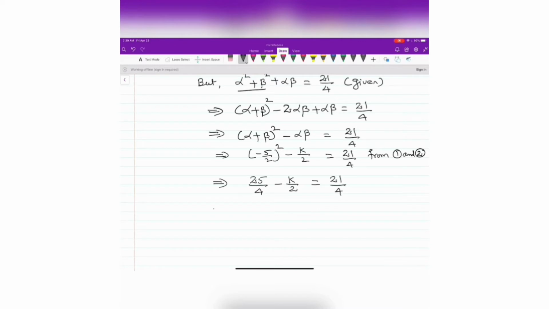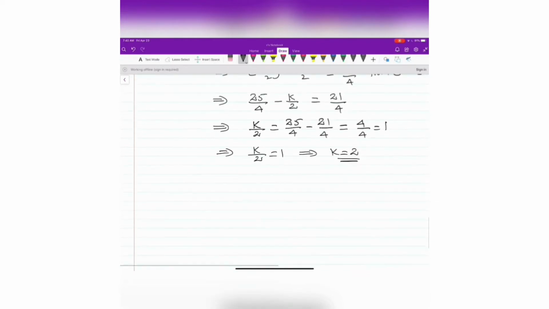This can be written as k by 2 is equal to 25 by 4 minus 21 by 4, which is nothing but 4 by 4, which is 1. This implies k by 2 is equal to 1. That will give us k is equal to 2. So finally you have to write over here.